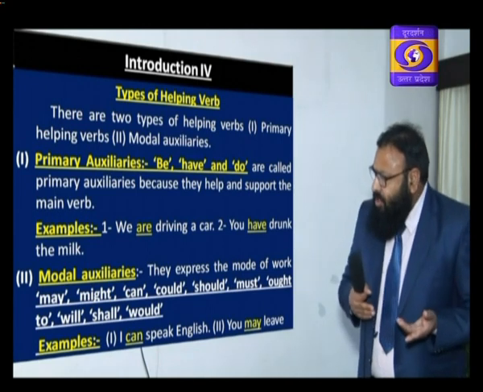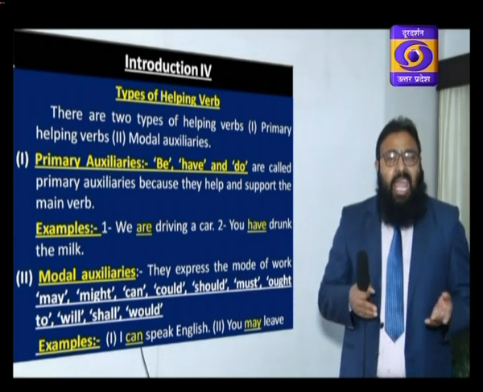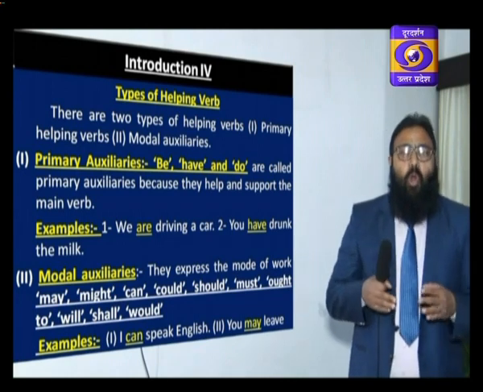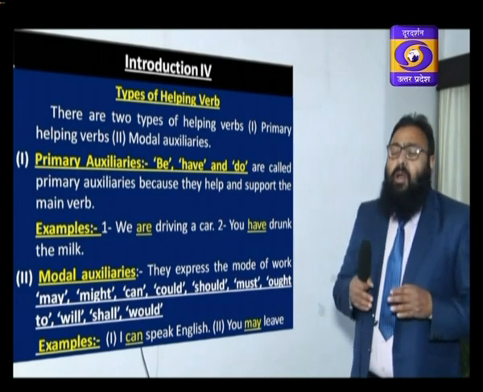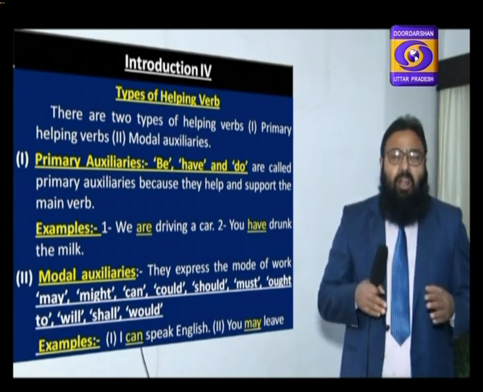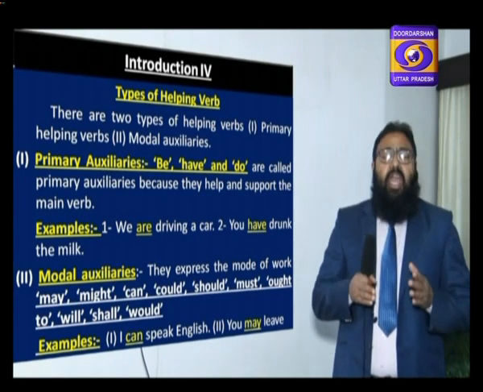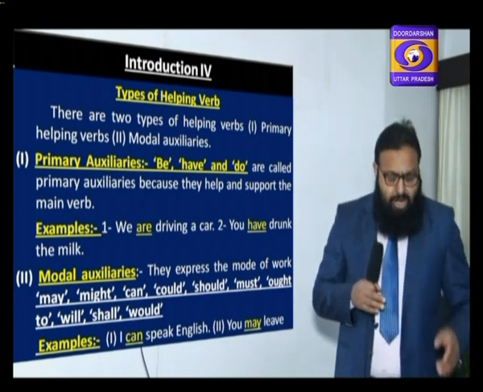Now modal auxiliaries, they express the mode of work. They are may, might, can, could, should, must, ought to, will, shall, would, because they tell us the way a work is being done.